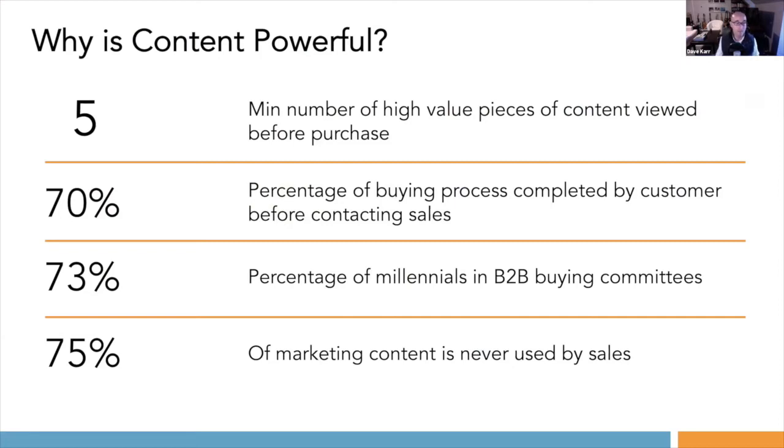Some of these came from Aberdeen and also from Gartner and other research companies. But when you look at the buying cycle now, there is a massive amount of content that's being consumed by buyers ahead of a purchase. So one thing we've noticed now is that most buyers are looking at a minimum, and I mean an absolute minimum, of 5 high value pieces of content before they decide to make a purchase.